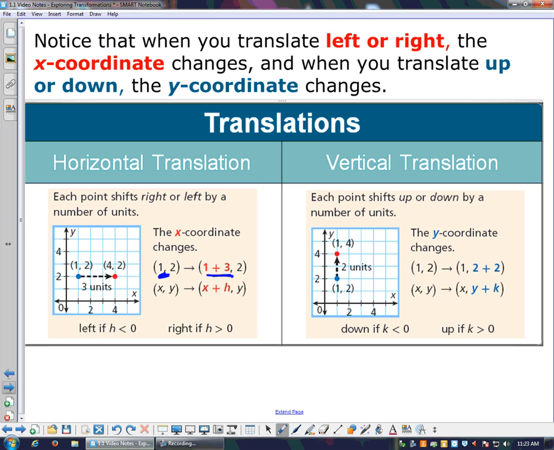And if you're going to shift something up or down, the y coordinate changes. So if you want to take (1, 2), for example, and shift it 2 units up, you would add 2 to the y coordinate. You go to the left if h is less than 0, and you go to the right if h is greater than 0. And you go down if k is less than 0, and up if k is greater than 0.